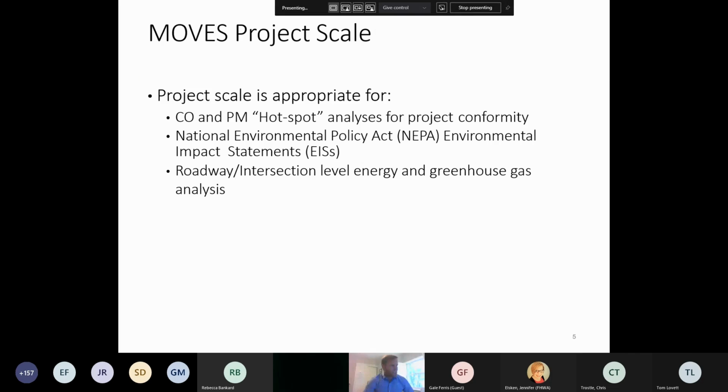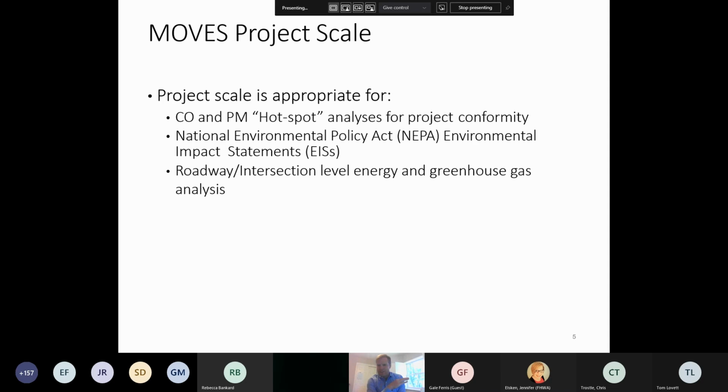So a little more on this project scale. I think this is one of the more interesting parts of MOVES because it really allows you to dial in on exactly what's happening at the roadway level. And this is the kind of information that you might need for air quality modeling, where you need to understand not just how much emissions are occurring, but where those emissions are occurring, so you can properly model what somebody would be breathing next to the project or the intersection.